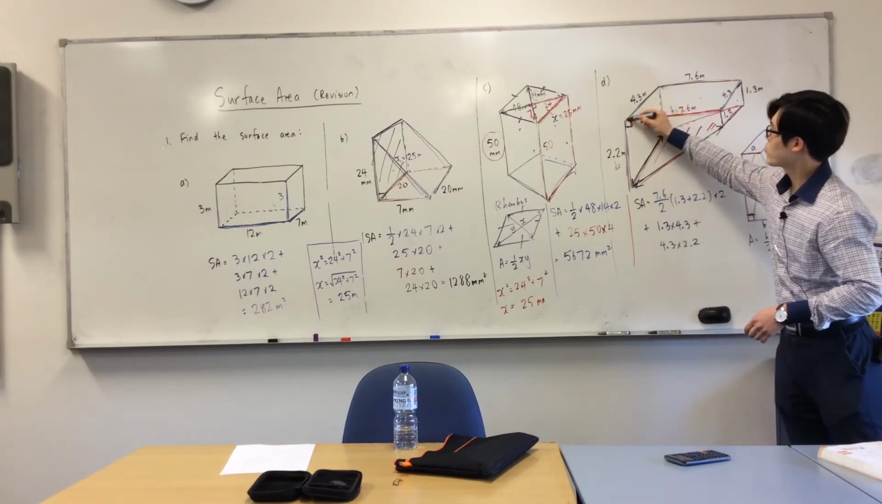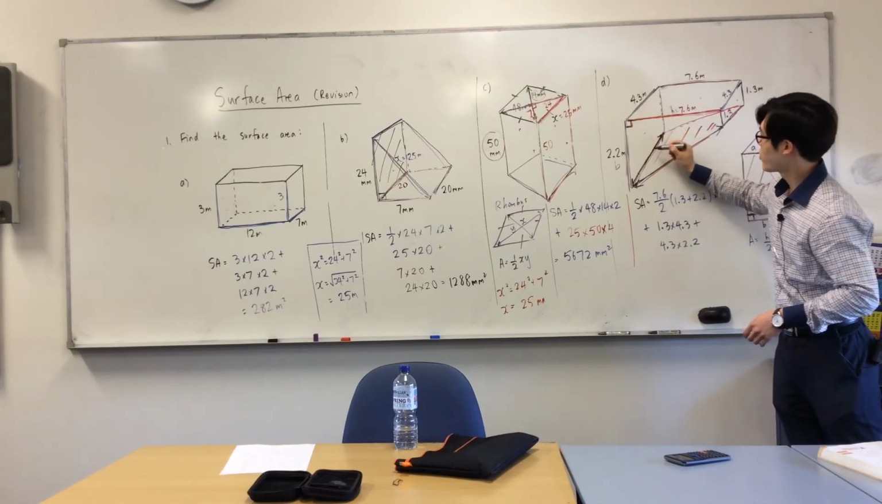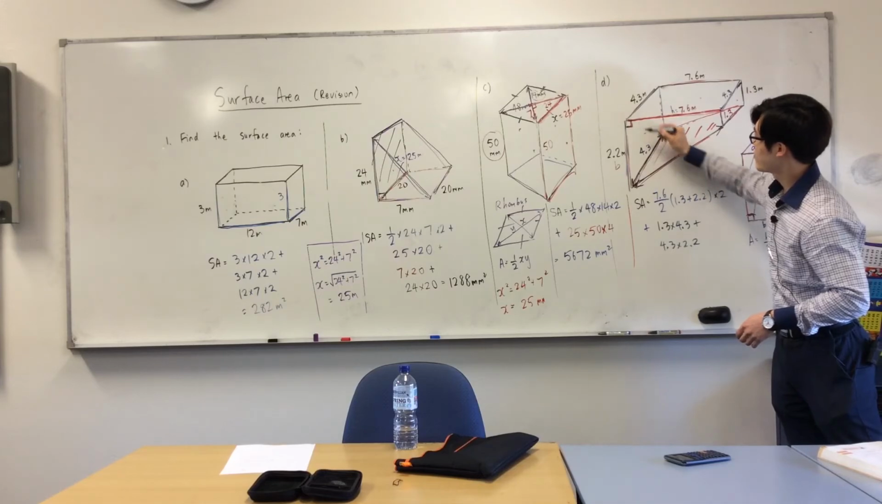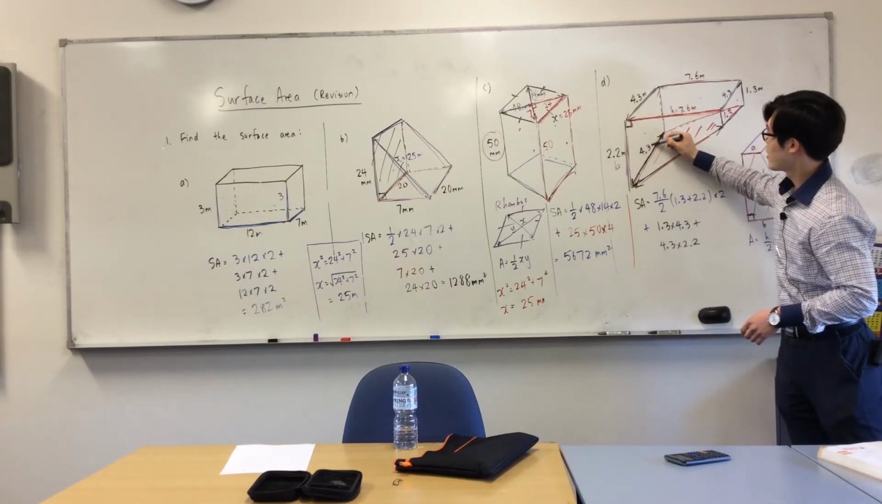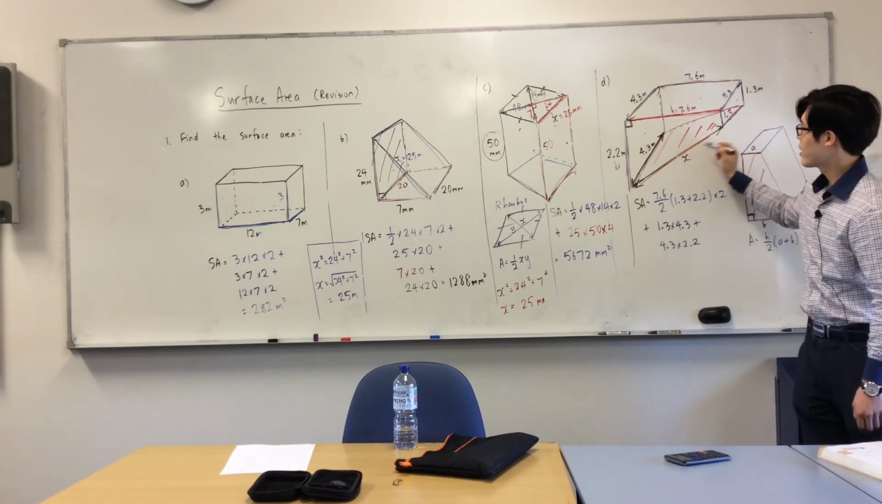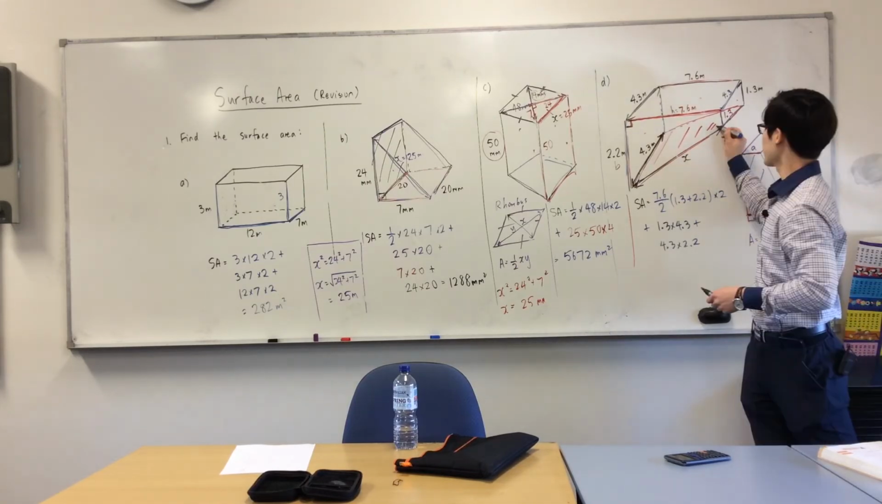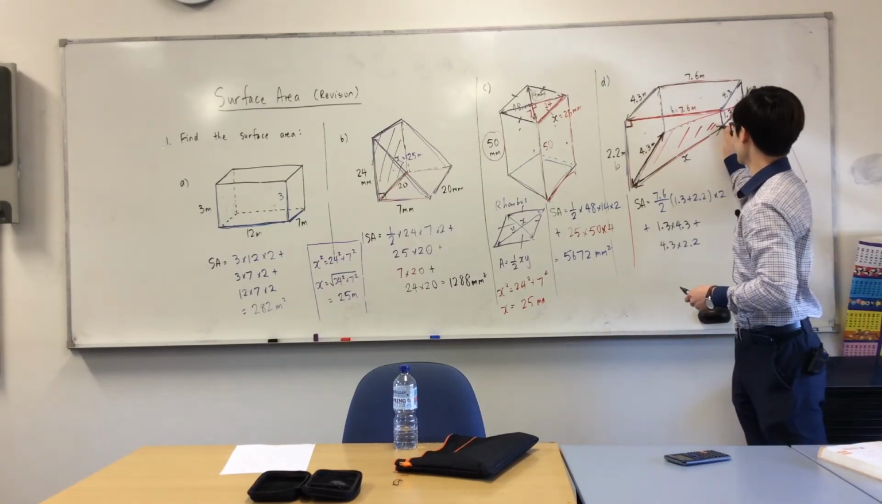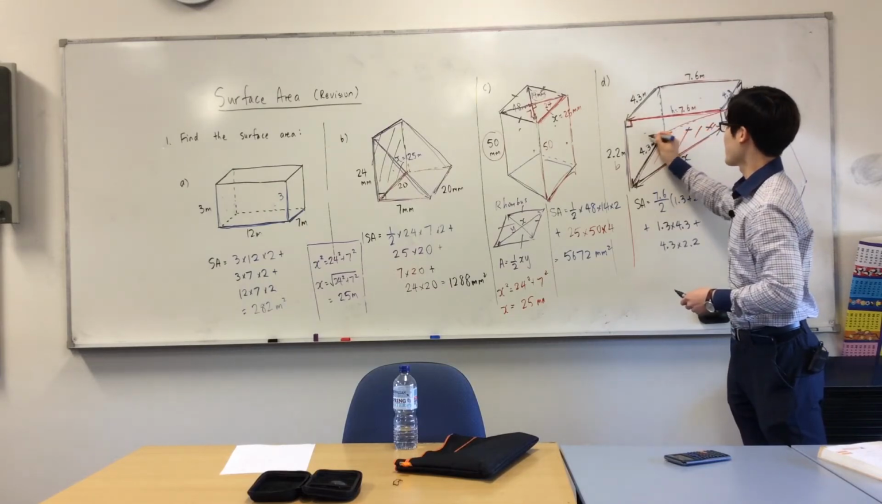What's that? 4.3. Yeah, if it's 4.3 there, it's 4.3 there. That's fine, because that's the same. This is a tricky part. Let's call that x for now. How would I find x? Can you see? Yeah, good. That's actually the correct answer. I'm going to show on both.